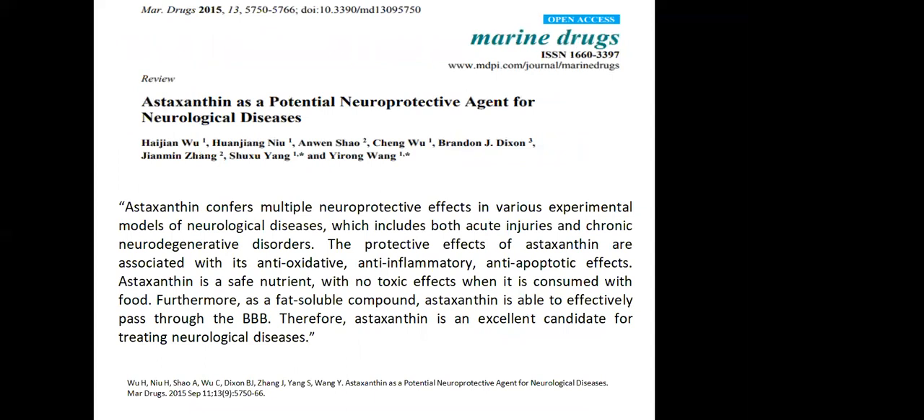And then I thought I would include some reviews and meta-analyses that have highlighted the benefits of astaxanthin. This one is relatively recent, from 2015. This paper was talking about astaxanthin as a neuroprotective agent for neurological diseases, discussing some of the antioxidant, anti-inflammatory, and anti-apoptotic effects of astaxanthin. And again, it goes back to the fact that astaxanthin can cross the blood-brain barrier, the BBB there.